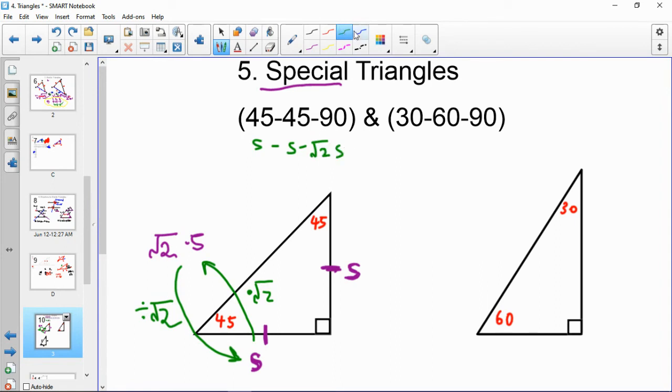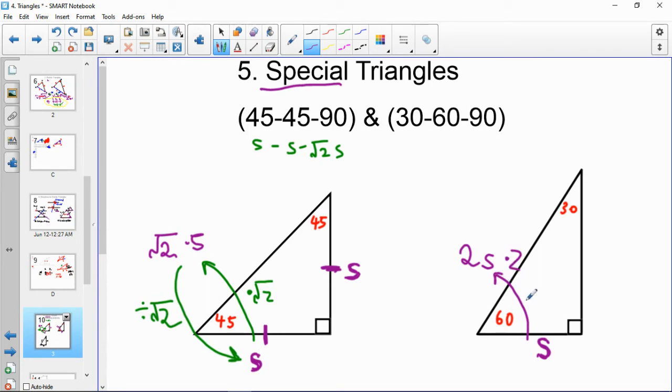The other special right triangle to be aware of is the 30-60-90, which also has a specific set of ratios, except this time it's a scalene triangle, so we're going to have 3 different formulas for the 3 different sides. The easiest one to remember is that the side opposite the 30 degrees, think of that one as side S. That's going to be the smallest side length in this triangle. And the length of the hypotenuse is always going to be 2S. So if I know the side opposite the 30 degrees, I just multiply it by 2 to get to the hypotenuse.